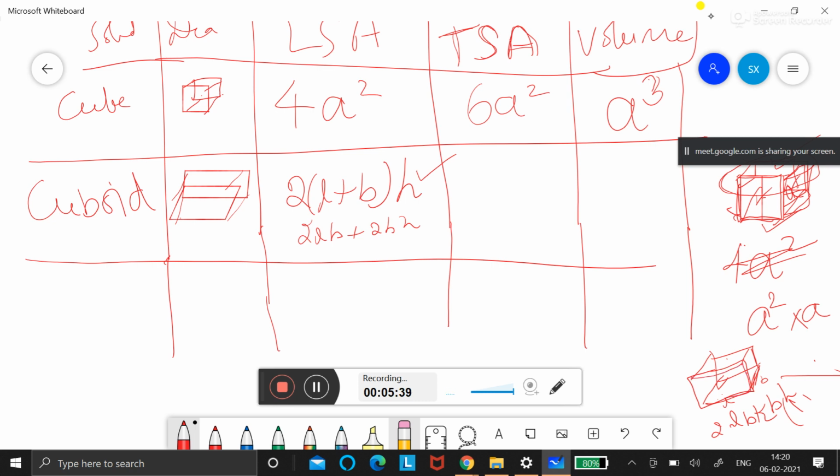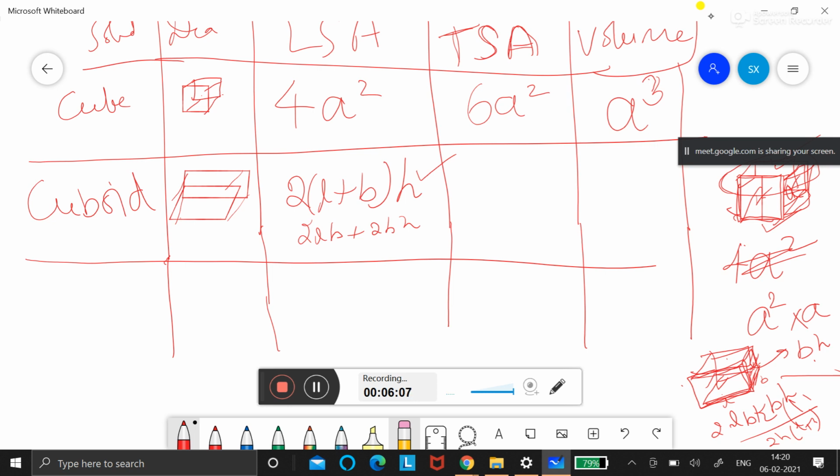See here, this is L into B. There are two parts, front and back, and this part is B into H. So there are two parts. So 2BH, 2LB. When you take 2 and H outside, you get L plus B. So that is 2 into L plus B into H. Now, I am including the top and bottom, ceiling and floor. Along with that, 2LB, 2BH are already there.